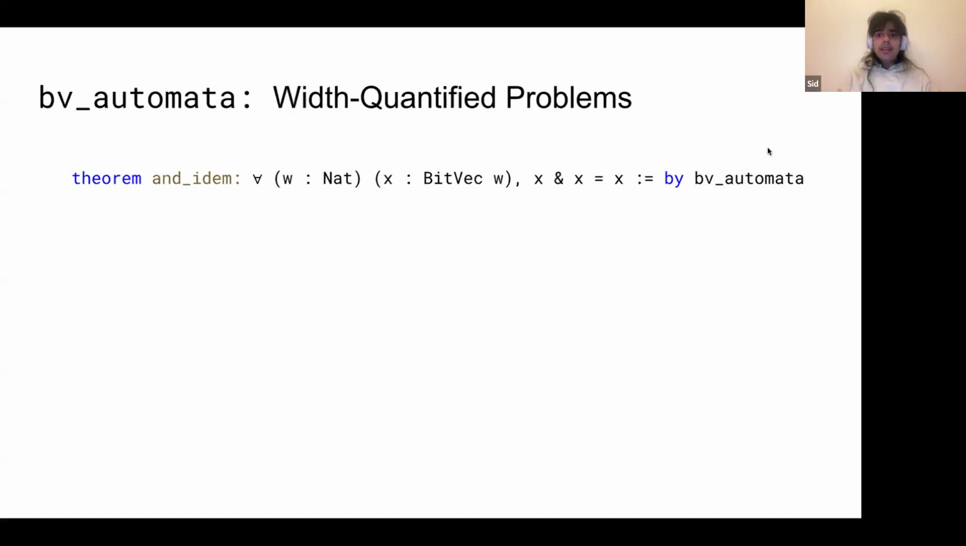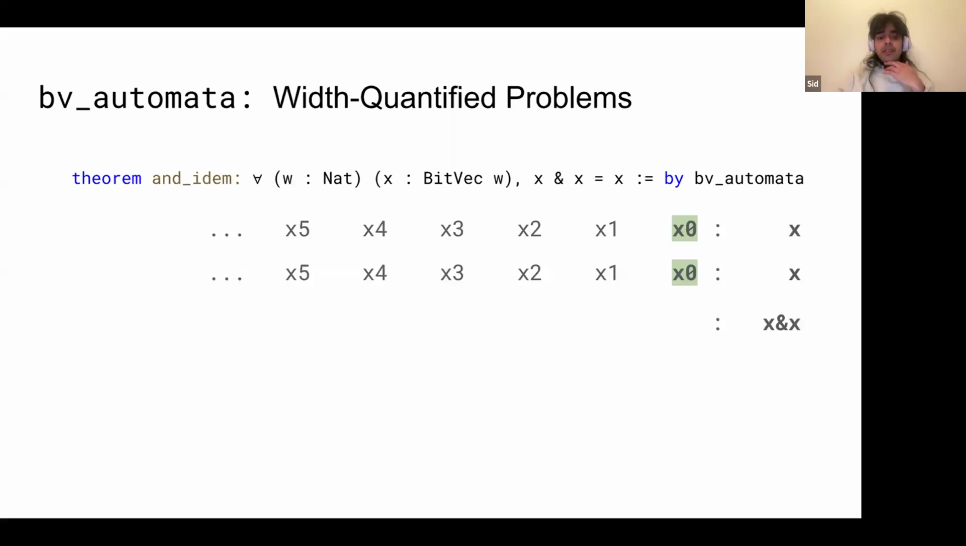Cool. Okay. So for an example of the kind of theorem we can prove, this is a fairly typical example where you want to say something like, for all possible bit widths, show that the bitwise AND operator is idempotent, right? Okay. And so how does our tactic actually work?